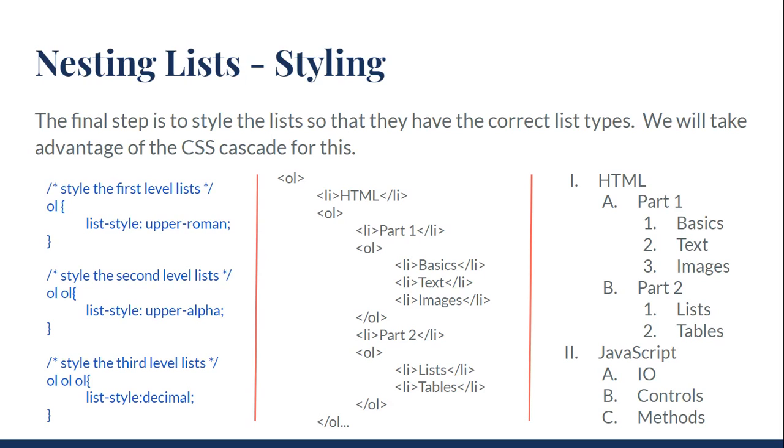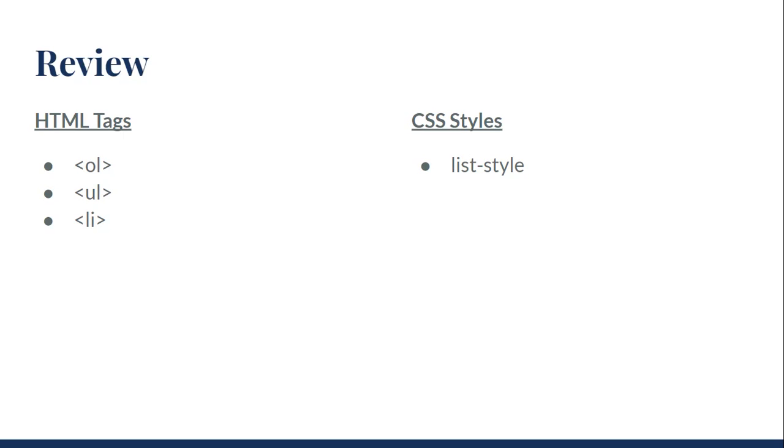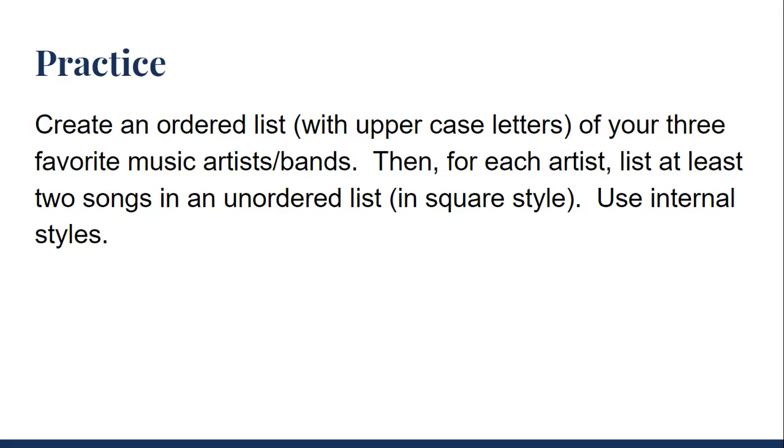All right. So on the left-hand side, you see the style. In the center, you see a segment of the HTML that we've been writing. And then on the right, you'll see the output that we are getting. So as a review, we've only learned 3 tags in this lesson: OL, UL, and LI. There's only one style, that's list-style. So let's do a little bit of practice.